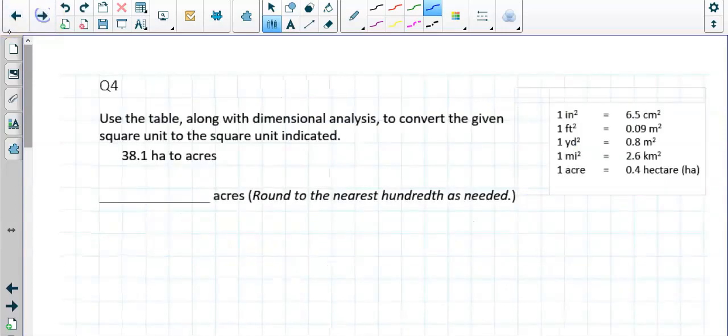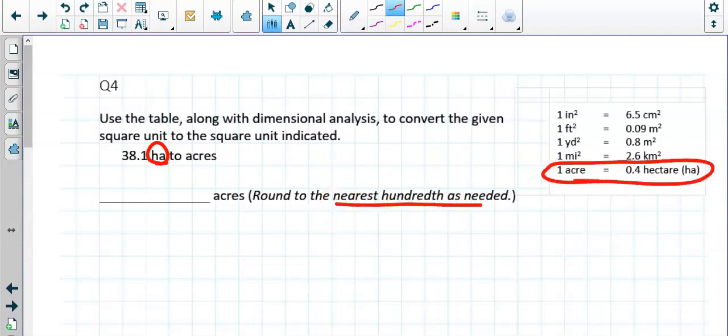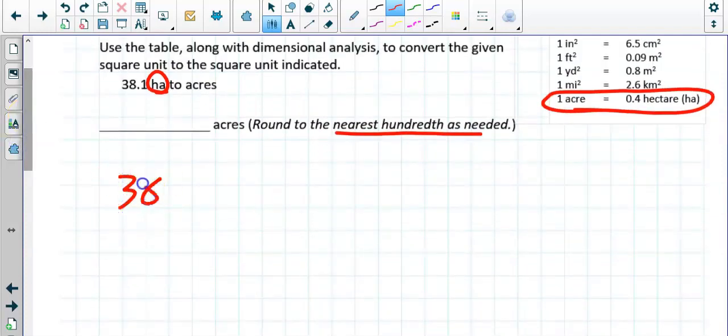Okay. Question number 4. So we want to change HA, which stands for hectare, into acres. Okay? So again, we're going from that metric system to English. And we can round to the nearest hundredth as needed. And right over here, you see the relationship. So it's no more than what we've been doing on all these other problems. We're going to take 38.1 HA, and we want to change it to acres.